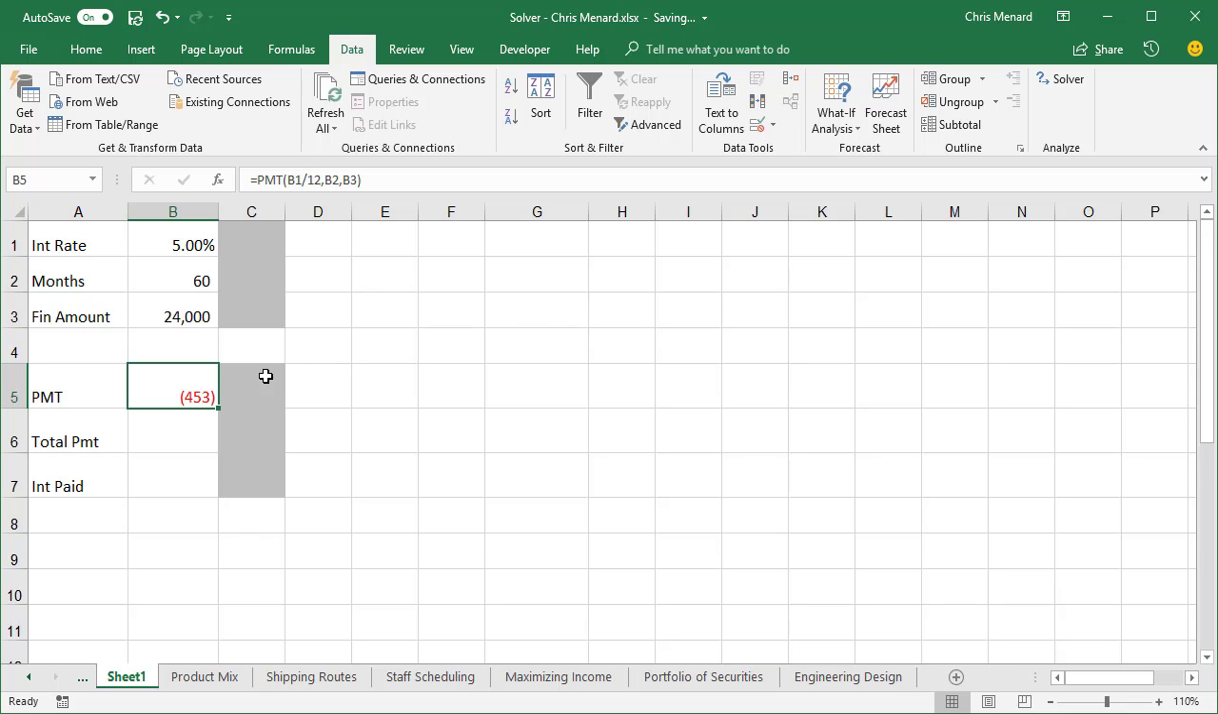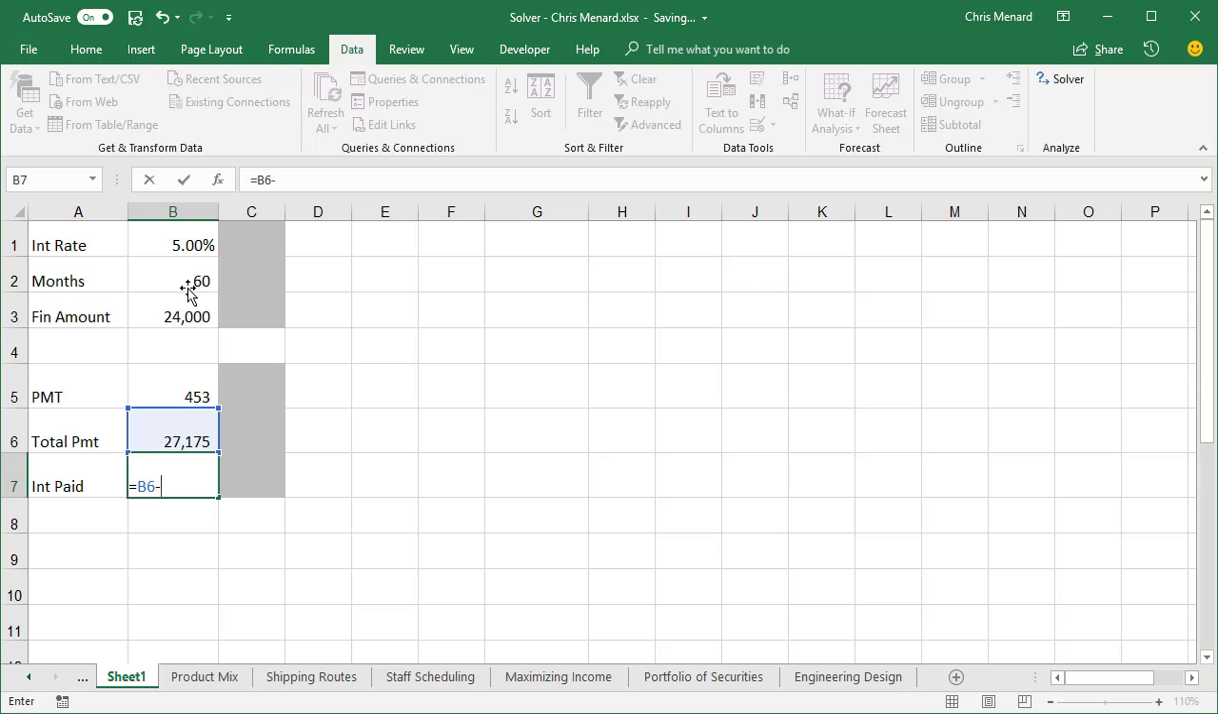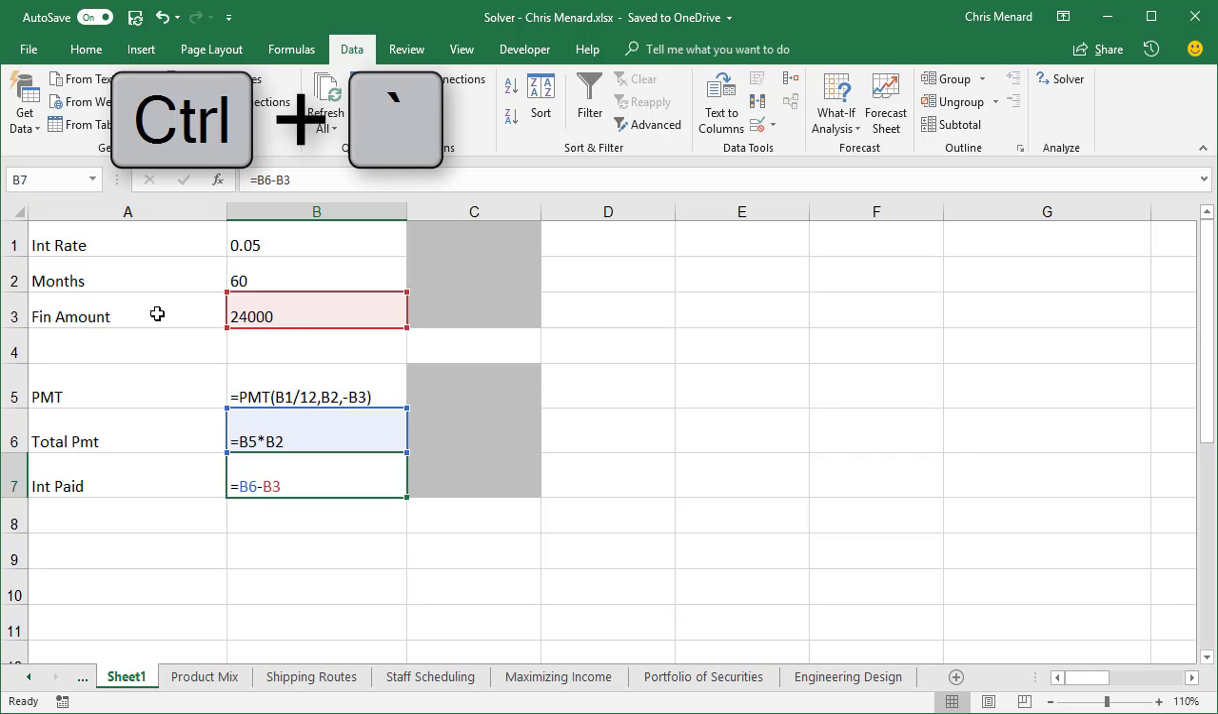It always shows as a negative number, so I'm going to double click and make it negative B3. So now it's positive. So your total payments is simply your monthly payment, and we're going to multiply that times the number of periods you need to pay it. 27,175. So therefore the interest paid is B6 minus how much you finance today for it, which is 24,000. 3,175. Remember the keyboard shortcut, Control, and the key that's to the left of number 1 on your keyboard. It will show your formulas instead of your answer. And you just toggle back and forth.